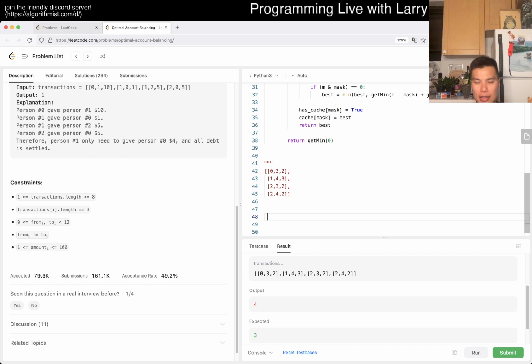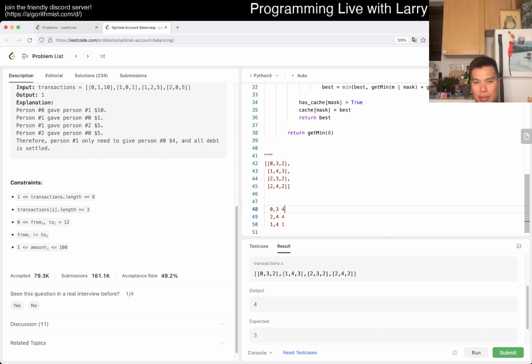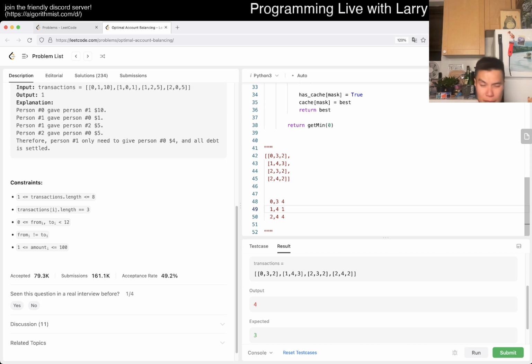Oh, I see. Then 0 to 3. You give $4 instead, and then now 2 can give 4, also $4, and then the additional one is just who receives an extra buck, so 1 to 4 of 1, right, something like this. How do you even brute force this? It was 5 people, but you only need 3 transactions.